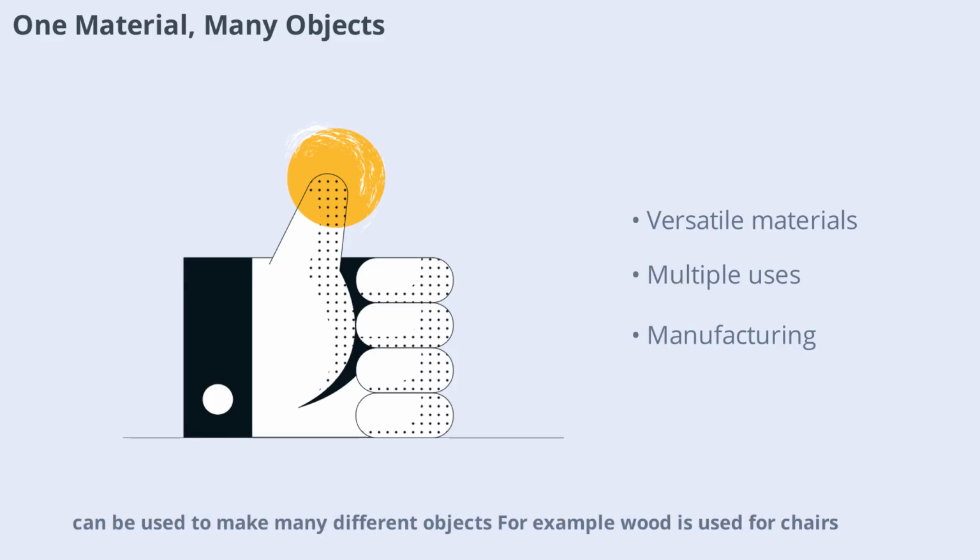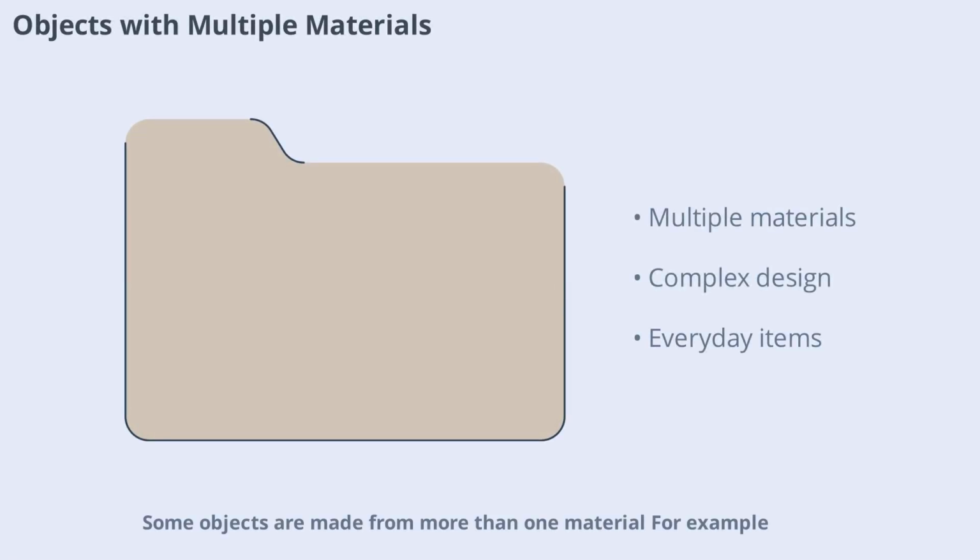For example, wood is used for chairs, tables, and doors, while plastic can be found in buckets, toys, and bottles. This versatility is one reason why certain materials are so popular in manufacturing and daily life. Some objects are made from more than one material. For example, a chair might have a wooden seat and metal legs, or a lunchbox could have a plastic body and a metal lid. Understanding this helps us appreciate the complexity and design of everyday items.